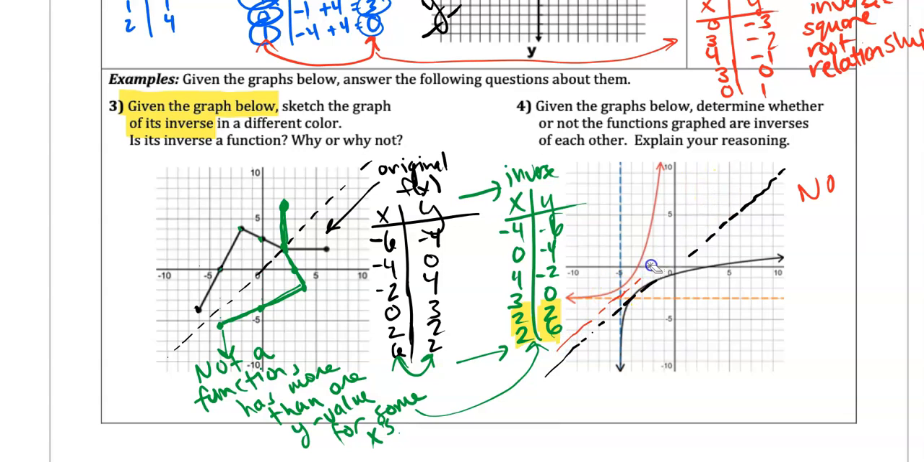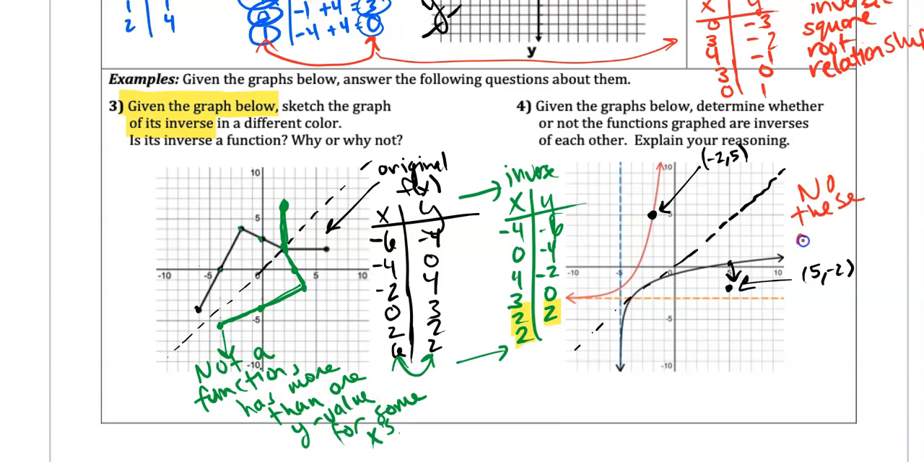To be inverses, they have to be symmetric across the line y equals x. I should be able to take a point from this function, switch the ordered pair, and have it end up on the other one. For example, this is the point (-2, 5). So I should be able to go to (5, -2) and find that point on this function, but look, it's not. It's way down here. The function's up here. So no, these are not inverses of each other.